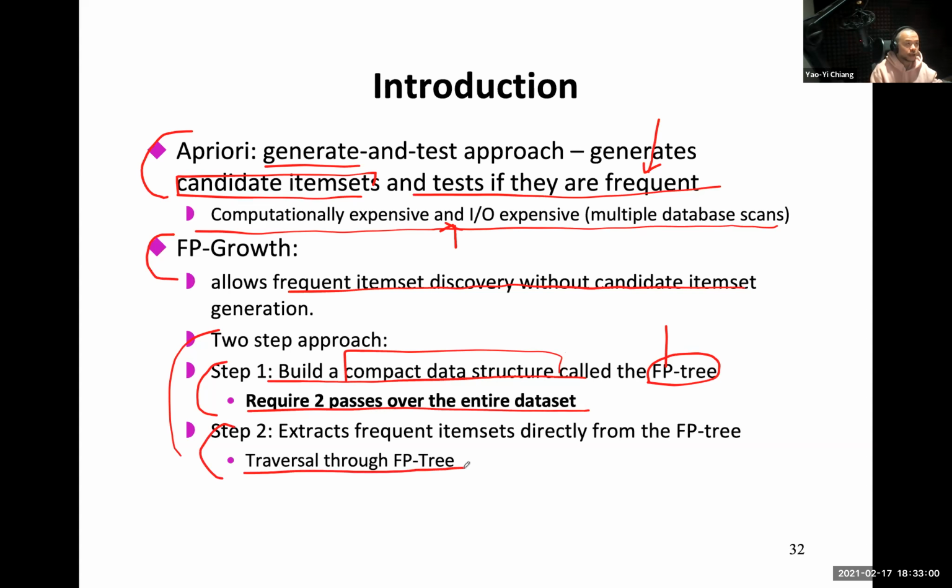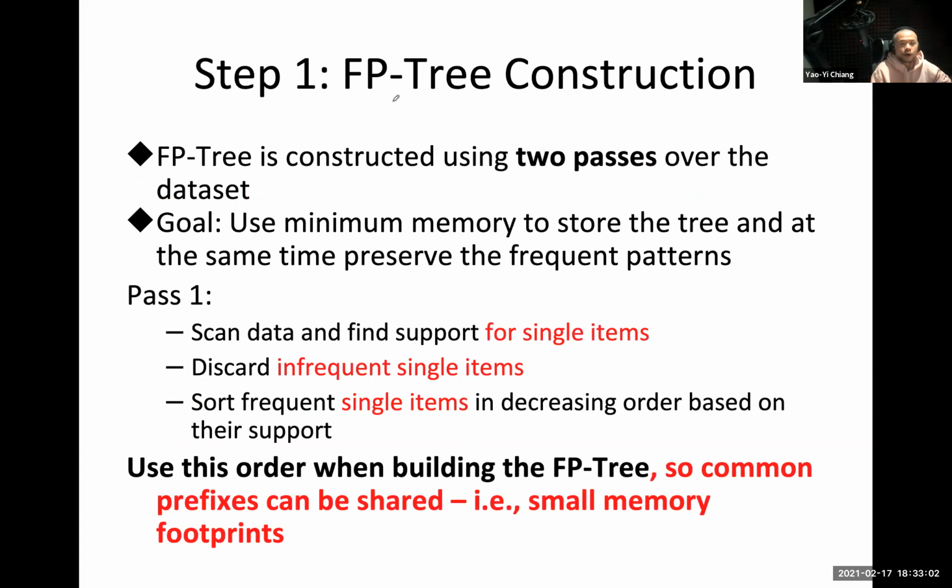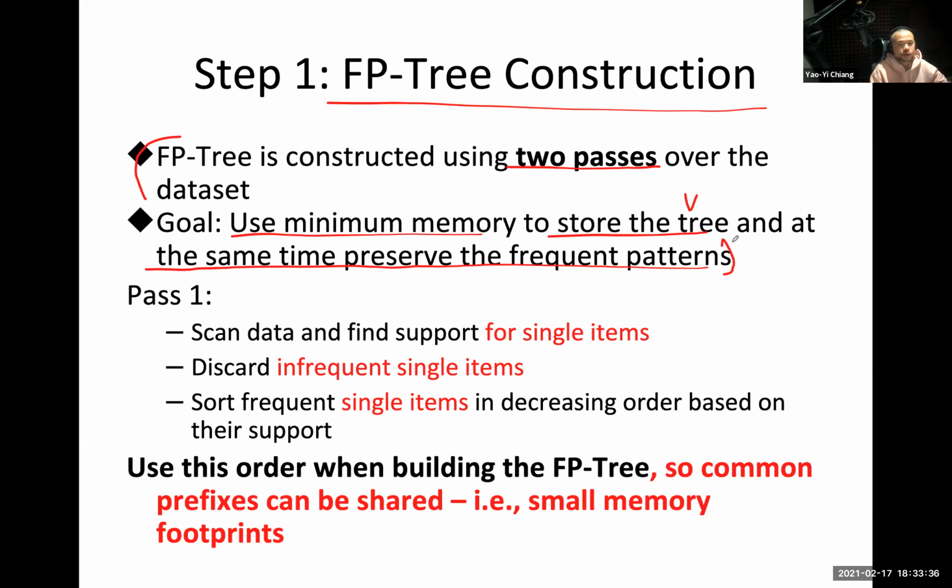So let's look at the entire algorithm. Step 1 of the FP tree construction, we are going to construct an FP tree with 2 passes over the entire data set. So remember, now we are not going to focus on only pairs. These 2 passes will generate a compact structure, and we are going to use the compact structure to identify all kinds of frequent item sets. The goal is to use minimum memory to store the tree. So we have to design this tree in a very smart way. At the same time, we want to preserve the frequent patterns in the tree. So how do we do this?